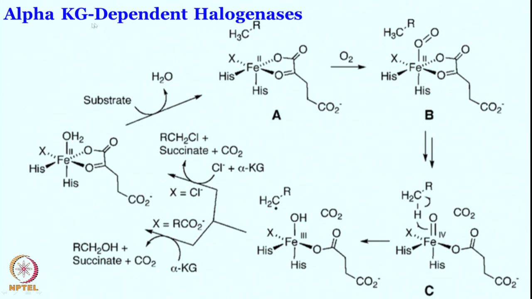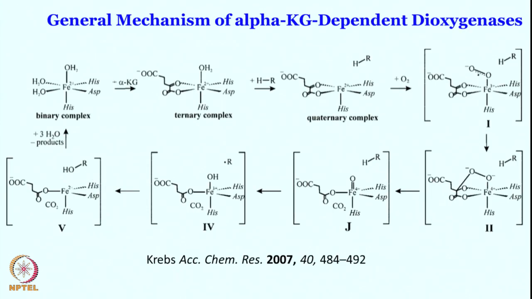This is called alpha-Kg dependent halogenases. So, that means a halogen is sitting over there instead of aspartate. And of course, you still need alpha-keto glutarate. This is alpha-keto glutarate dependent halogenase, right. So, the substrate, just like previously for the oxygenation chemistry or the oxidases, you have seen previously these dioxygenases.